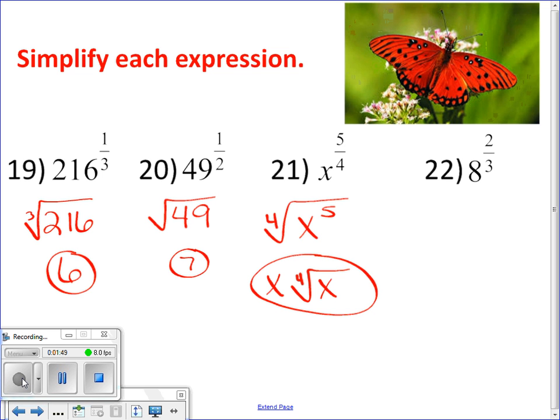All right, number 22, 8 to the 2/3. What's that mean? Cubed root of 8 squared. What is 8 squared? It means 64. Can you do the cubed root of 64? What is it? It's 4. Good. Okay, so those are 4 problems where it was listed in exponential form, but it made more sense if we flip it back to radical form before we deal with it.